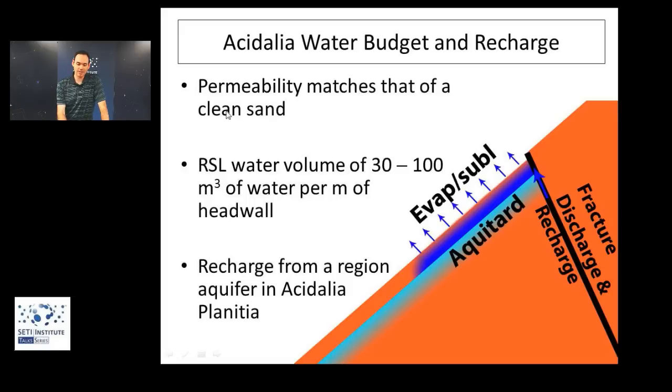We've got a nice permeability of clean sand again. The RSL water volume is like 10 times bigger, 30 to 100 cubic meters of water per meter of headwall. And so it's really tough to get this amount of water in like half a Mars year. This is why we've got this fracture flow, and we think it's coming up from an aquifer under Acidalia Planitia. We realize this is pretty kind of a crazy idea, but we can't come up with anything better yet.